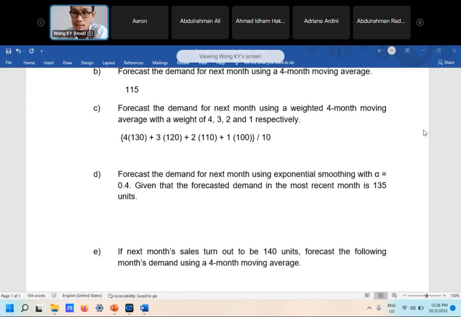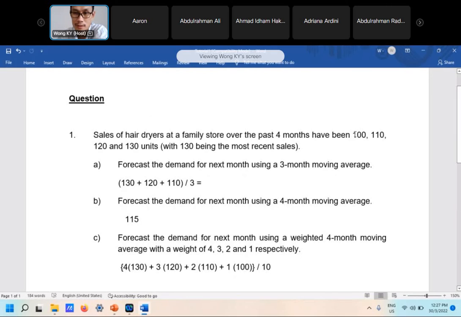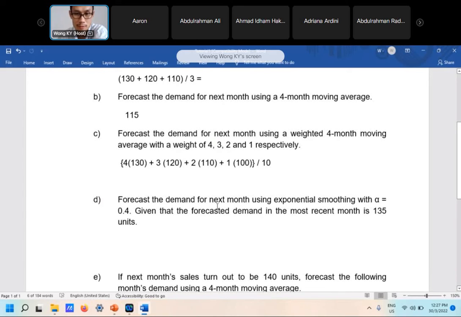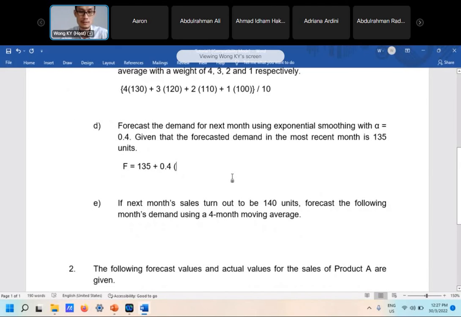Okay, so let's look at it. Remember, all these data given here are the actual sales data, actual demand. So you already have the actual, you have the forecast for the coming month, given alpha is 0.4, and given the forecast of the most previous month is 135. So the forecast of the coming month is equal to the forecast of the previous month, which is 135, plus alpha, which is 0.4, multiplied with the actual demand in the previous period. Actual demand in the previous period is 130, minus forecast demand in the recent period, which is 135. Okay, so this should be the right answer.